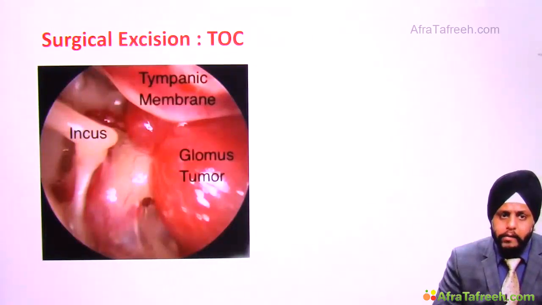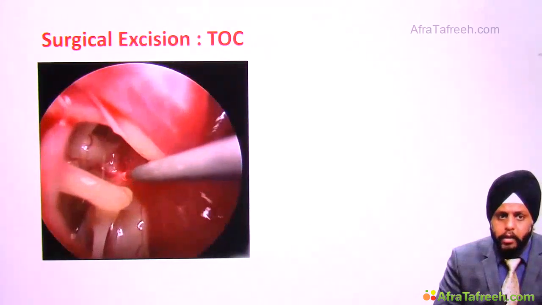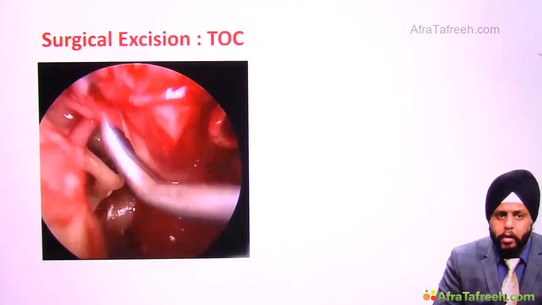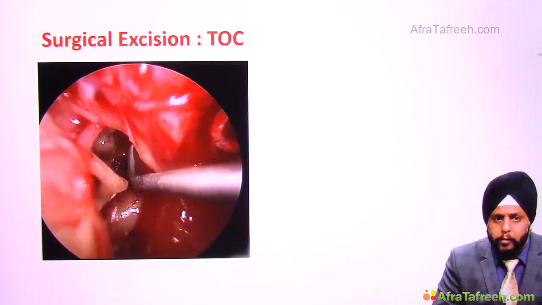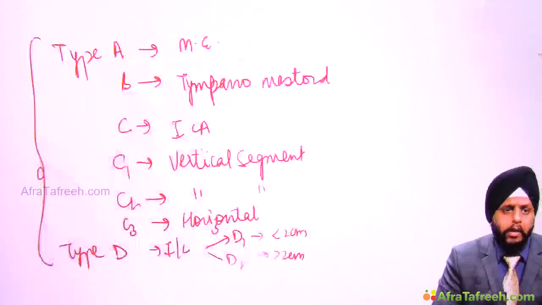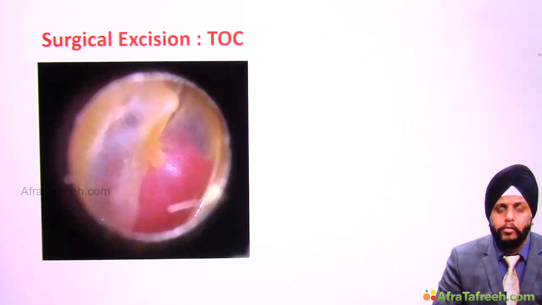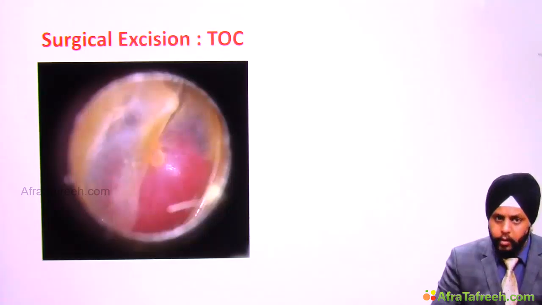You can see the incus, the stapes, the promontory. You can see the tympanic membrane and the tumor. With the help of this cautery, we are able to remove this tumor. You can see that we have first taken out the blood supply of the tumor. Now we have done the staging of the glomus. Let's talk about the treatment. Now see, it's a benign tumor. So treatment is surgical excision. That's the treatment of choice.